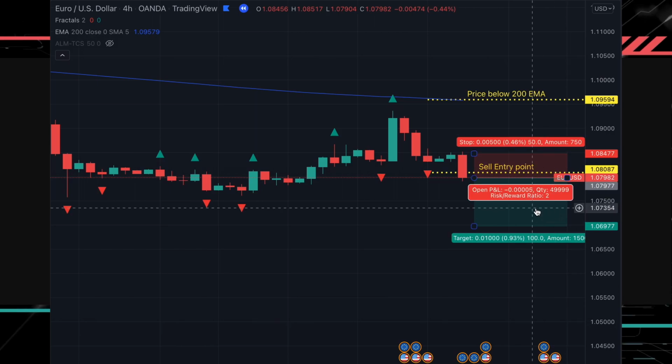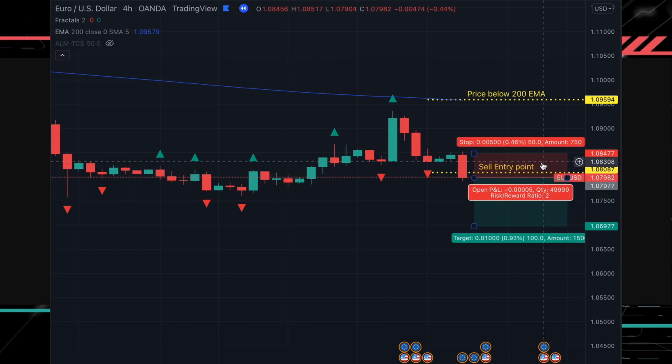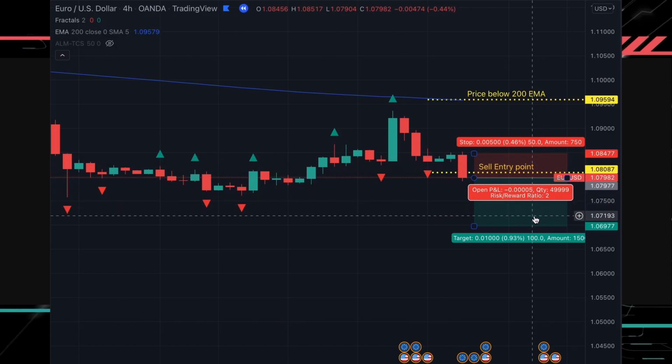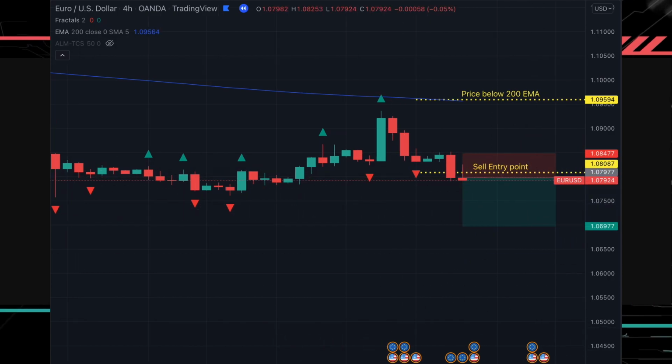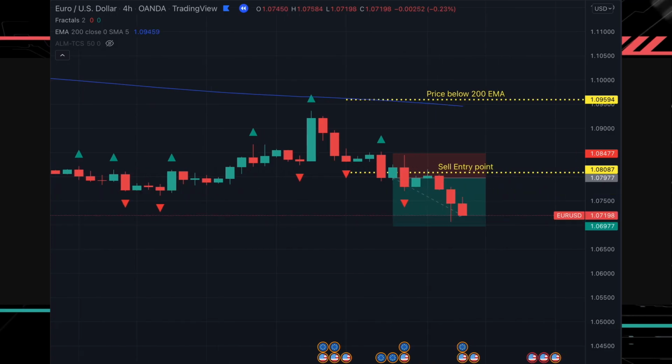We set the stop loss at 50 pips and using a risk to reward of 2, we place our take profit at 100. After trading for a while, the trade turns out to be a winner.